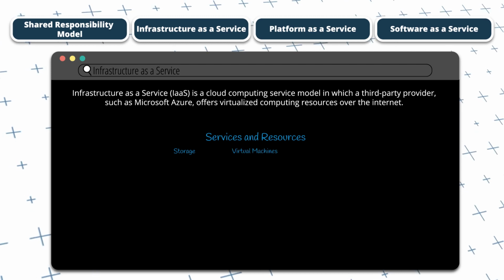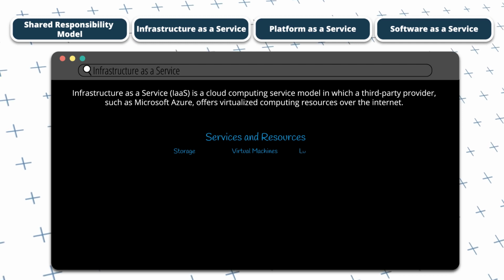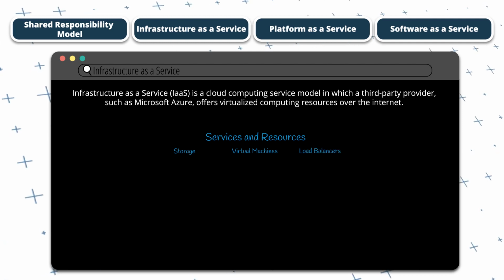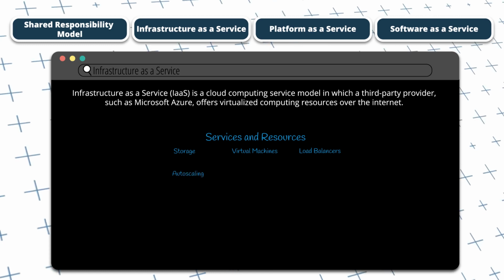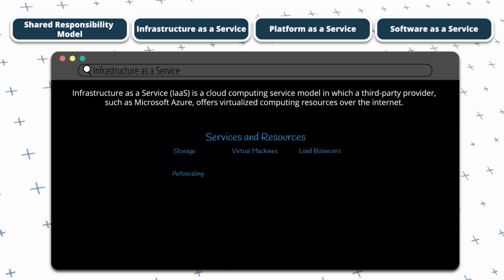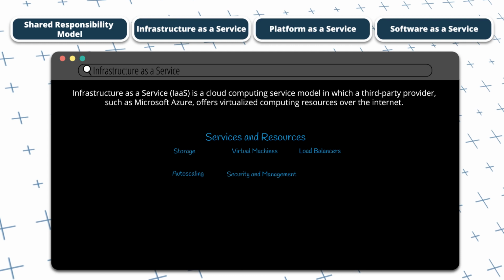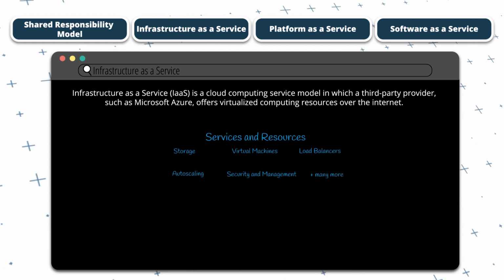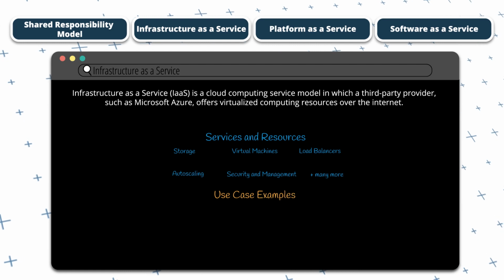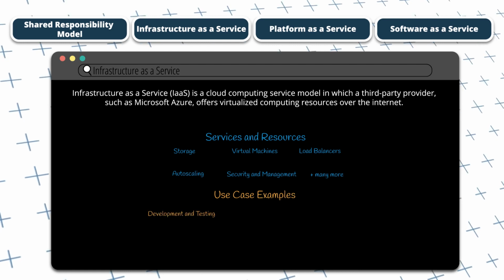Virtual machines to run applications and services. Load balancers to distribute traffic across virtual machines. Auto-scaling capabilities that allow customers to automatically adjust the number of virtual machines based on demand. And security and management tools, such as Azure Security Center. Some common use cases for this type of service would be things like development and testing.